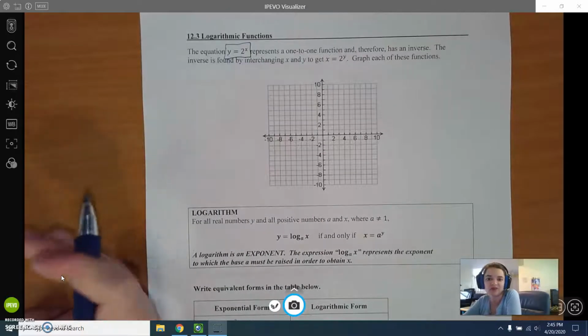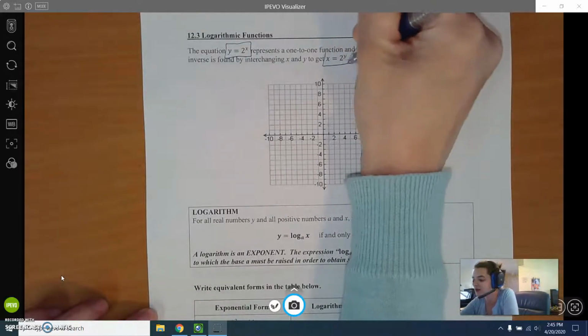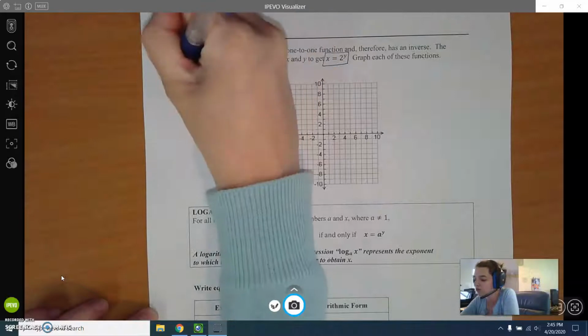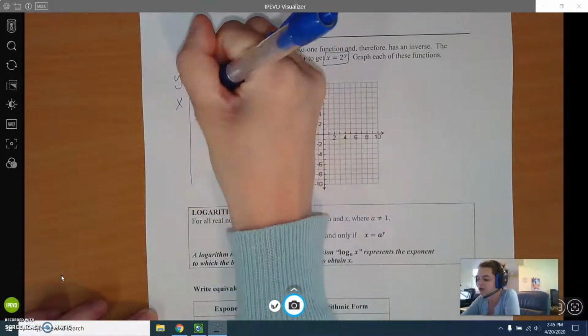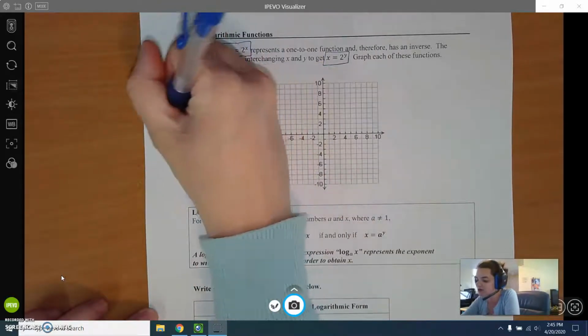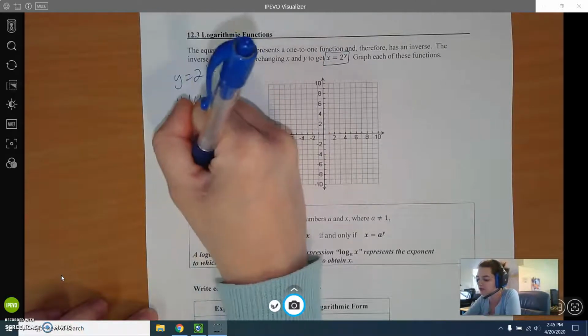And it's a one-to-one function, therefore it has an inverse. And you guys remember, to get an inverse, you always just switch your x and y values. So the inverse would look like this: x equals 2 to the y. And we're just going to do a quick graph. For y equals 2 to the x, let's make a nice little xy chart and graph it. I'll pick some nice easy x values. How about -2, -1, 0, 1, and 2?